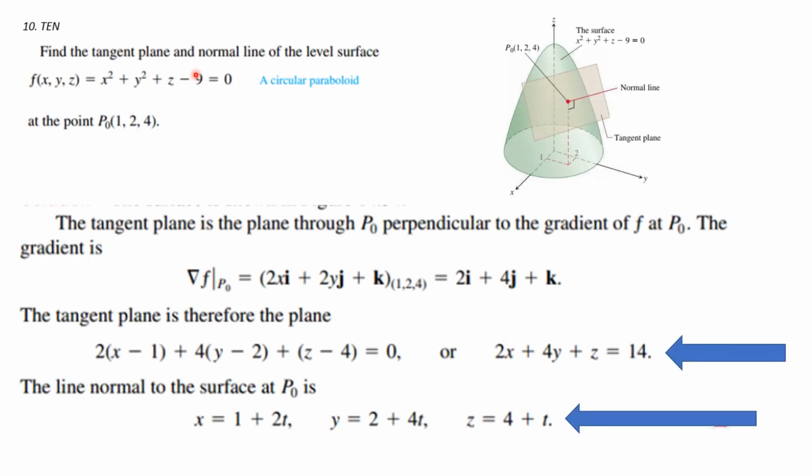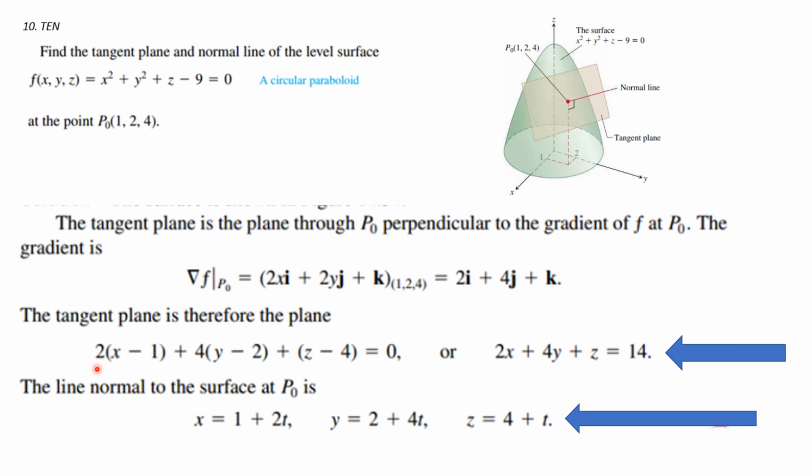Number 10, you wanted to find the tangent plane and normal line to the level surface. This is the level surface at this point, and there's a picture showing kind of what's going on. The tangent plane is the plane through that given point, perpendicular to the gradient of f at p0. So we have to find the gradient of f at p0, and when we do that, we get this is 2, 4, and 1. So that means that the tangent plane is going to have those direction numbers.